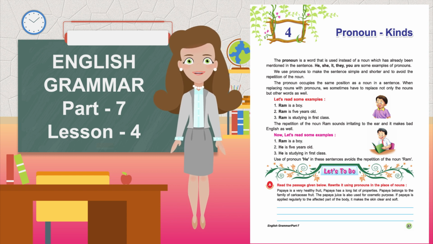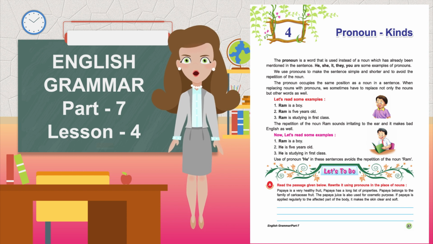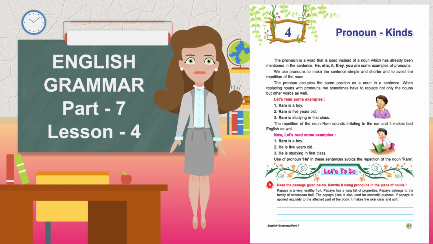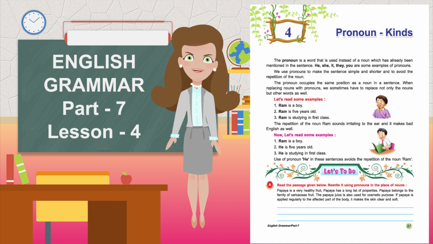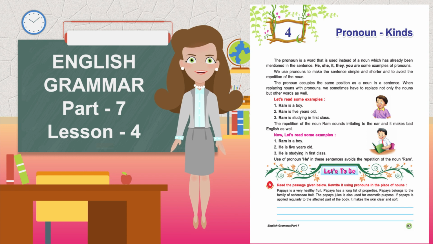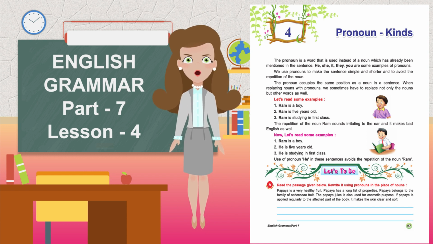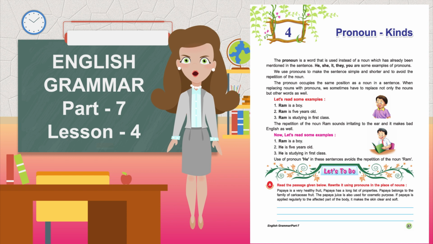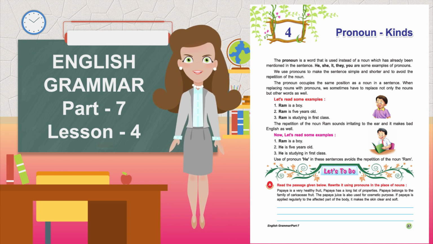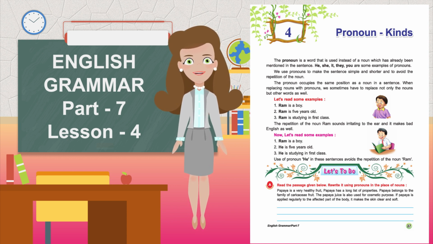Let's read some examples. Ram is a boy. Ram is 5 years old. Ram is studying in first class. The repetition of the noun Ram sounds irritating to the ear and it makes bad English as well. Now let's read some examples. Ram is a boy. He is 5 years old. He is studying in first class. Use of the pronoun he in these sentences avoids the repetition of the noun Ram.